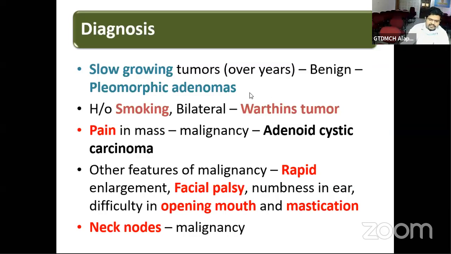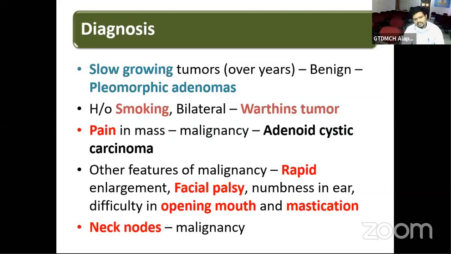Some of the peculiar features of parotid tumors. A slow-growing tumor is probably a pleomorphic adenoma. An old-age man with a history of smoking and a bilateral tumor suggests Warthin's tumor. A painful parotid tumor is actually adenoid cystic carcinoma. Sometimes a pleomorphic adenoma can rapidly enlarge and cause facial palsy, numbness in the ear, and difficulty in opening the mouth.